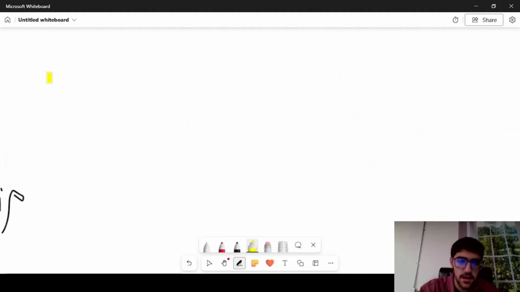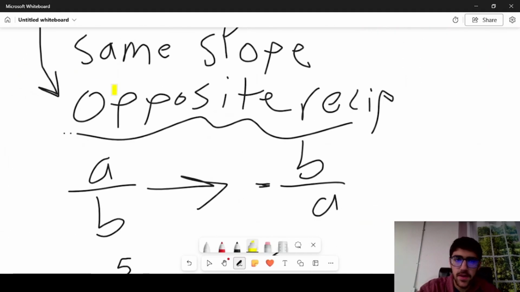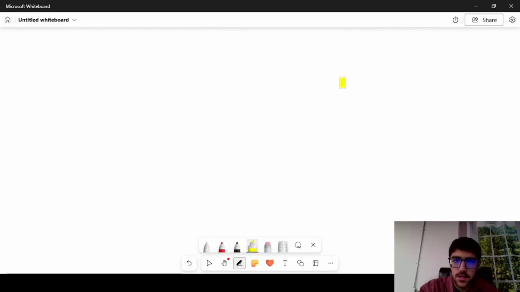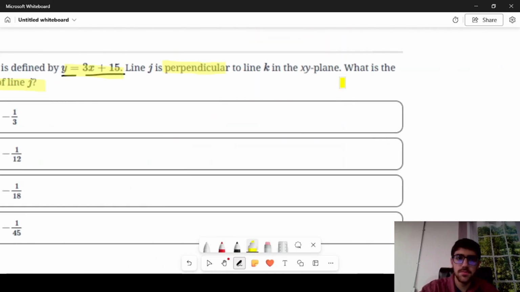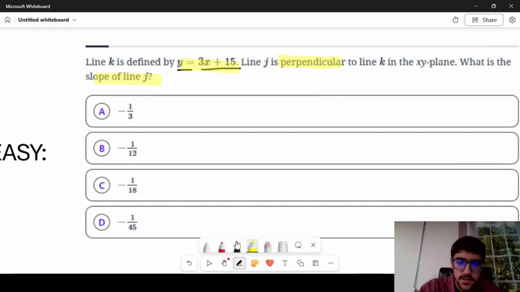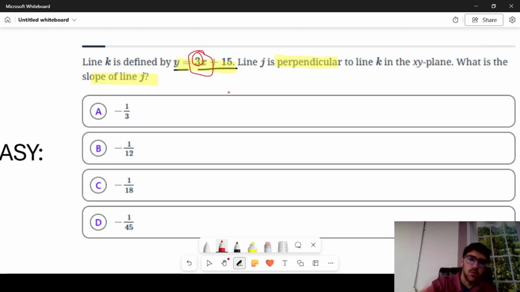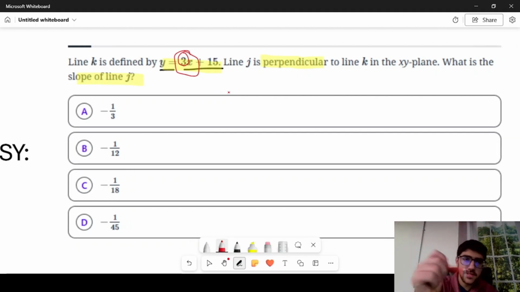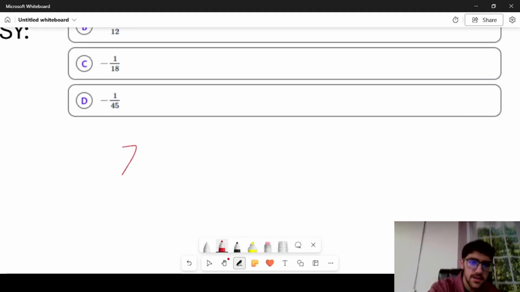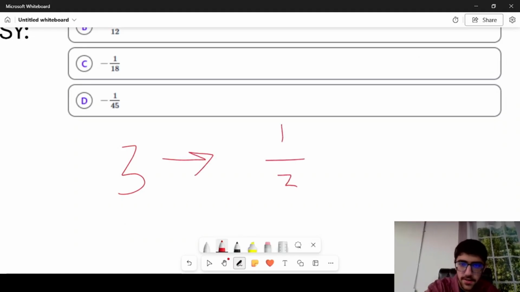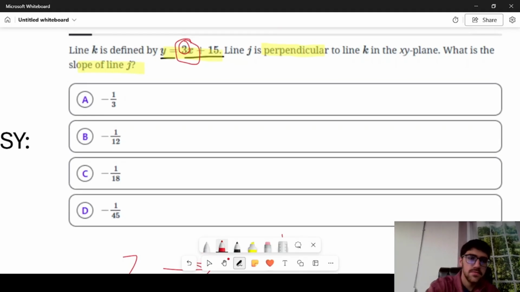So like we said here, if it's perpendicular, you find the opposite reciprocal. So right here, the slope is 3x. So the slope is 3, the number before the x. You have to understand y equals mx plus b and know that the m is the slope. So if the slope is 3, we want to flip it first, so 1/3, and then add a negative. That's it. The answer is A.